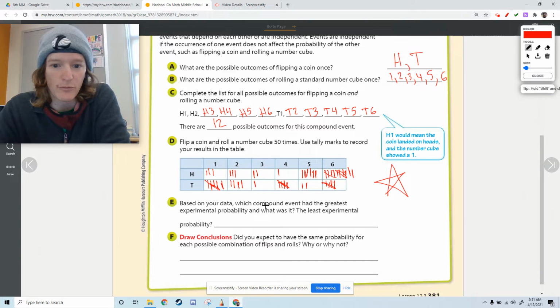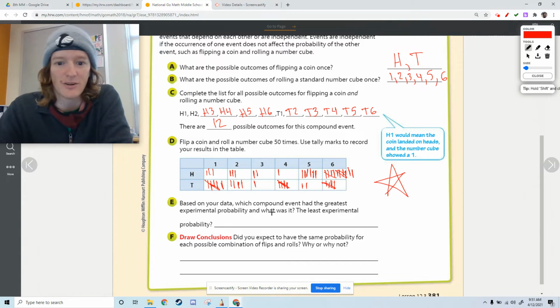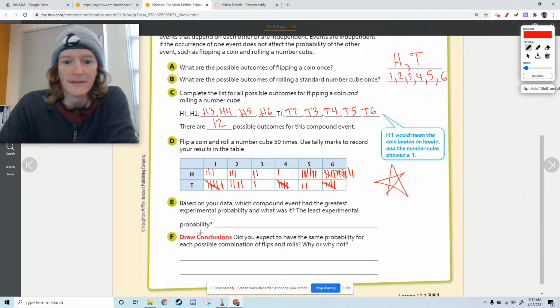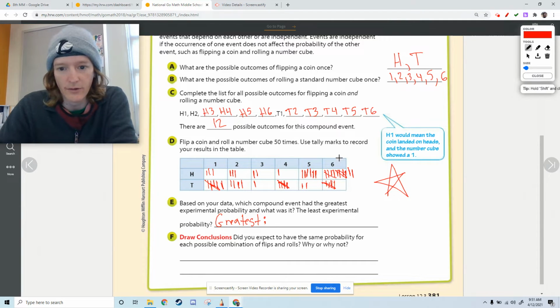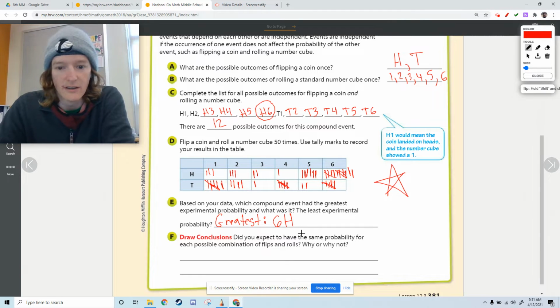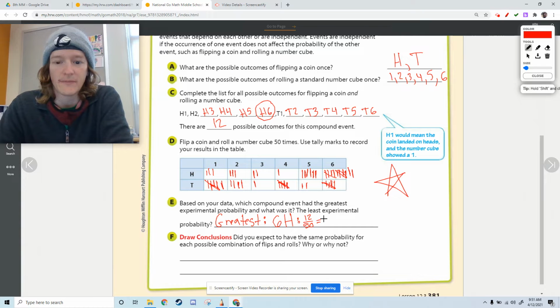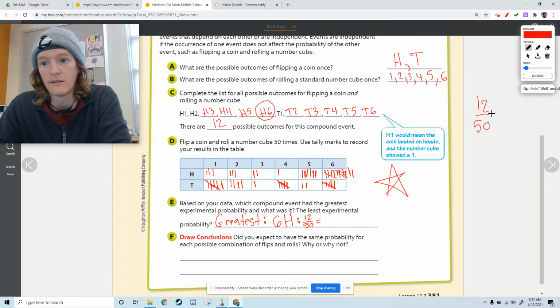Based on your data, which compound event had the greatest experimental probability and what was it? So the greatest was 6 heads, or H6. And it had 12 out of 50. As a percent, well, 12 out of 50 is the same thing as, out of hundreds, 24 percent.